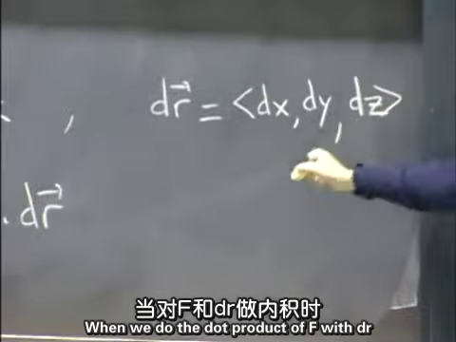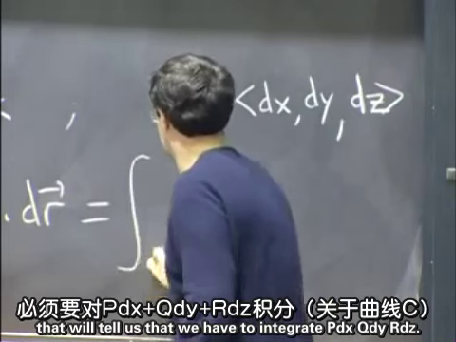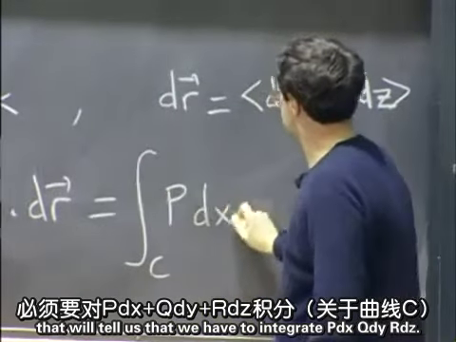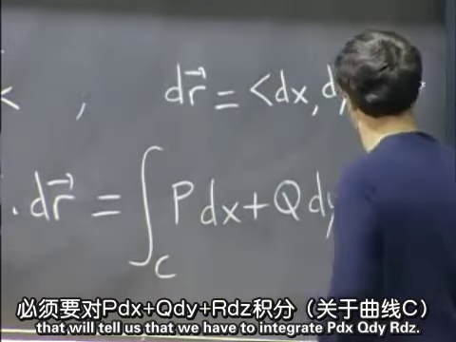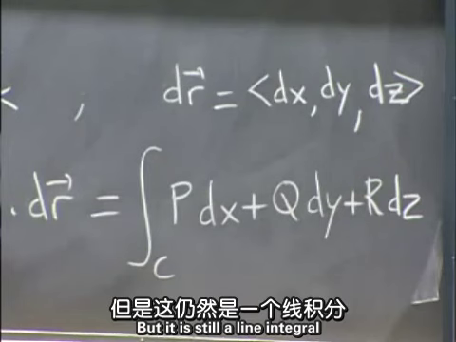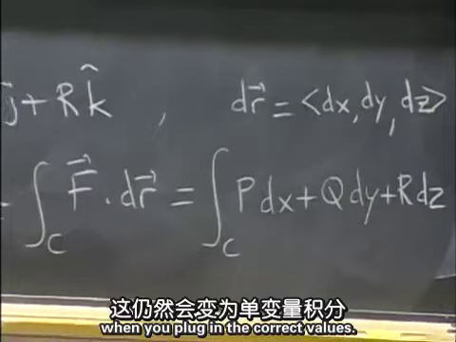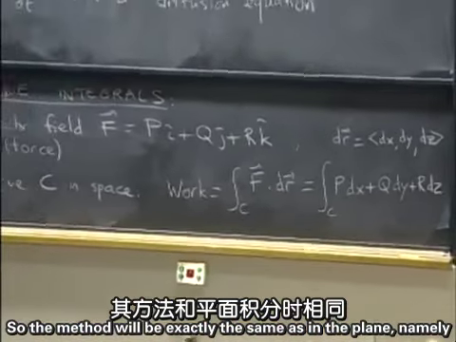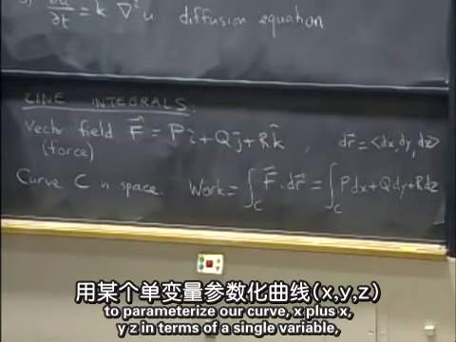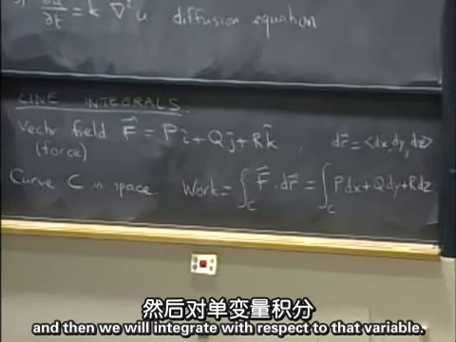So when we do the dot product of F with dr, that will tell us that we have to integrate P dx plus Q dy plus R dz. Okay, but it's still a line integral. So it's still going to turn into a simple integral, a single integral when you plug in the correct values. So the method will be exactly the same as in the plane, namely we'll find some way to parameterize our curve, express x, y, z in terms of a single variable, and then we'll integrate with respect to that variable.